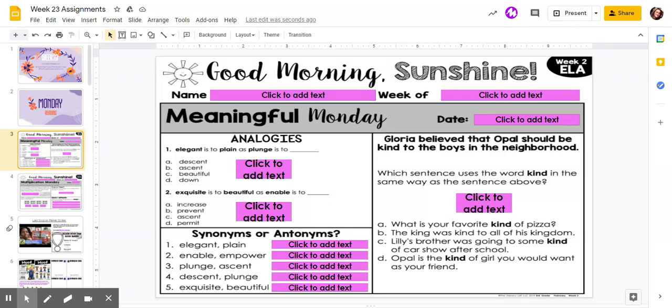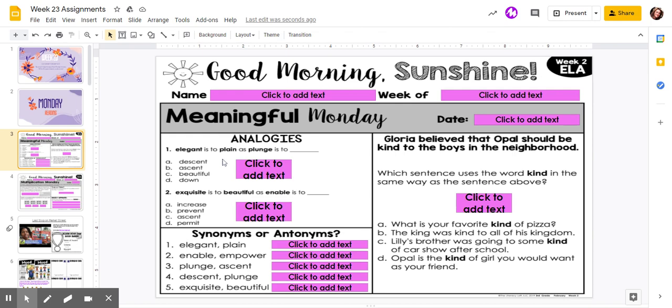For Meaningful Monday for ELA, we're going to be working on analogies. So, this is something new. It's where you're comparing two words and then you use the comparison to compare a second set of words. So, elegant is to plain, as plunge is to descent, ascent, these are opposites, beautiful, or down.